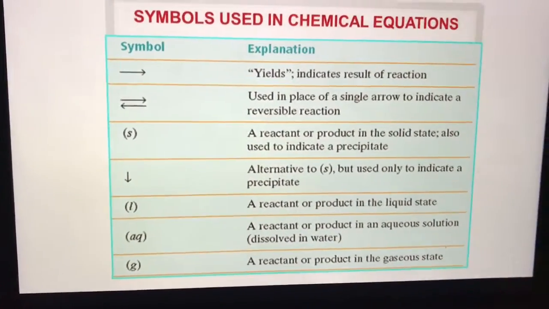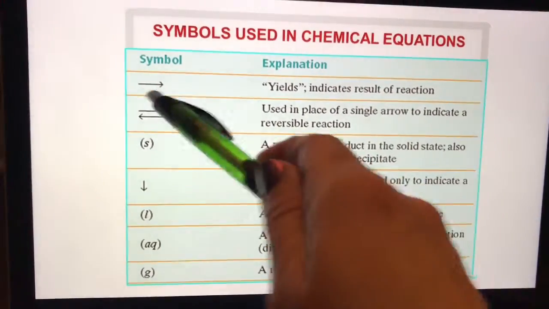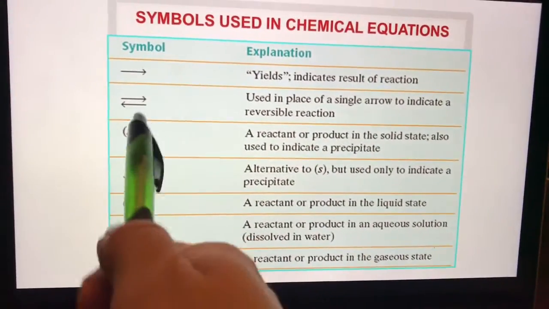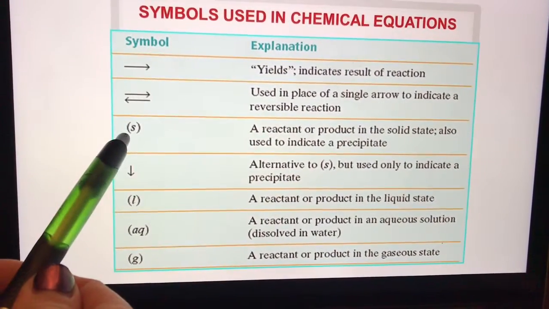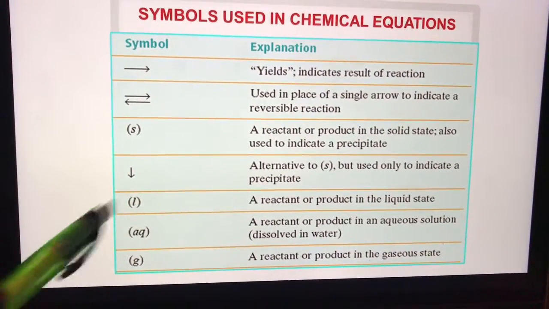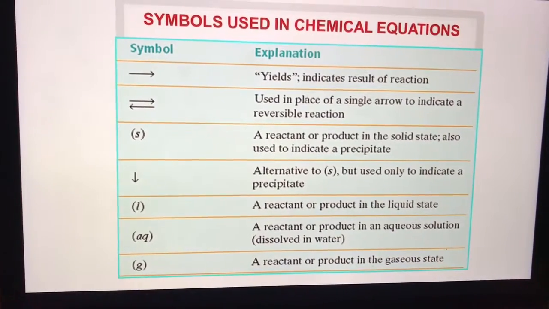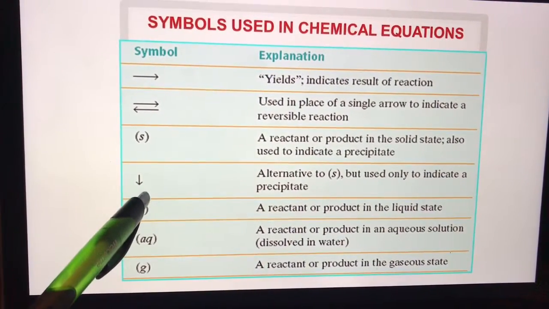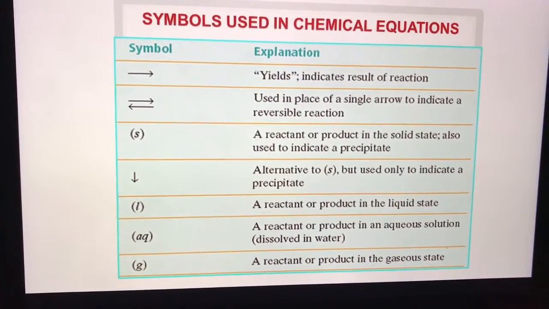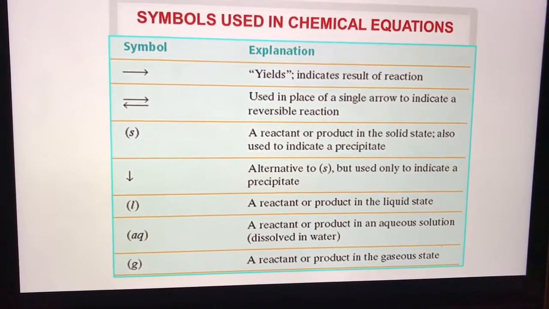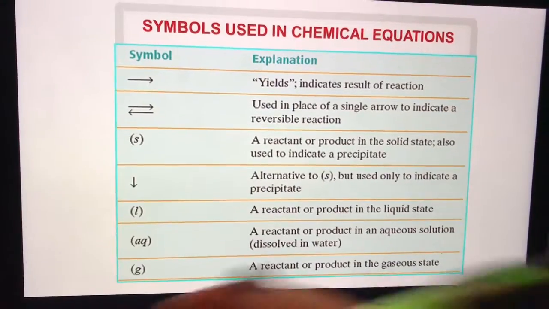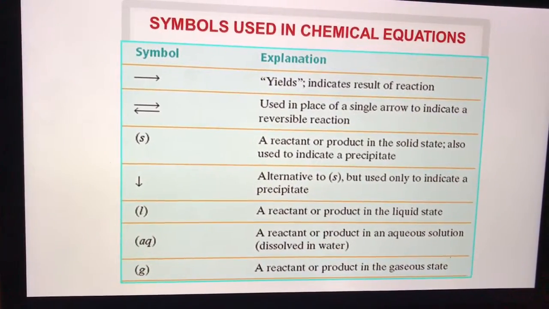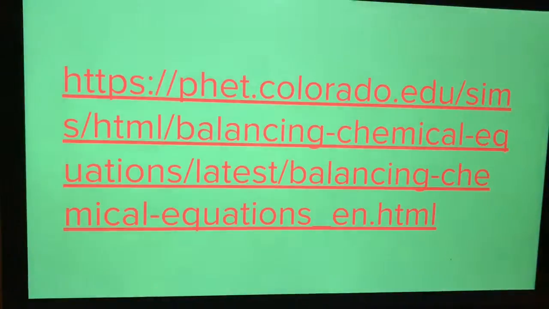Some symbols that you can find in chemical equations. The arrow means yields. The double arrows mean that it's reversible, can go either way. S would be a solid. The arrow down is the same thing as a solid, but it's actually a precipitate. So again, those 2 liquids are combining to form a solid. L stands for liquid. AQ stands for aqueous, just means it's dissolved in water. G stands for gas.